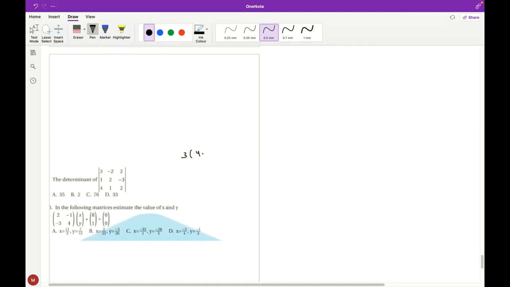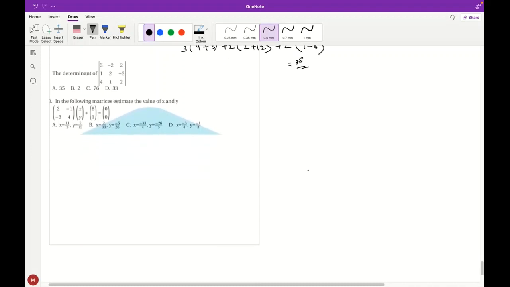So you will get 4 minus plus 3 minus minus plus 2, 2 plus 12 plus 2, 1 minus 8, which is equal to 35.